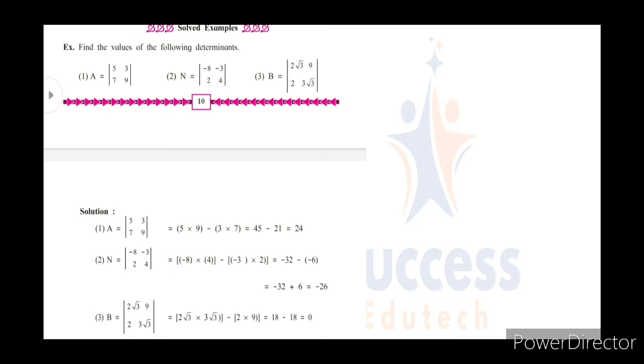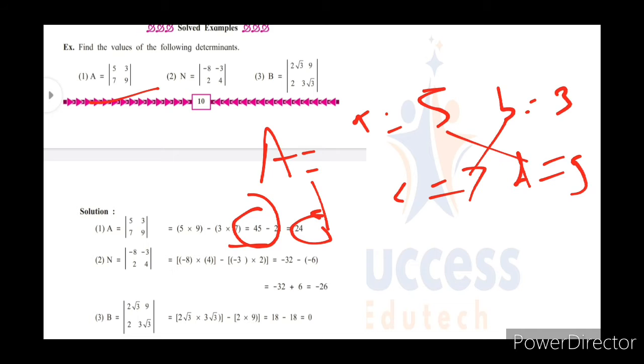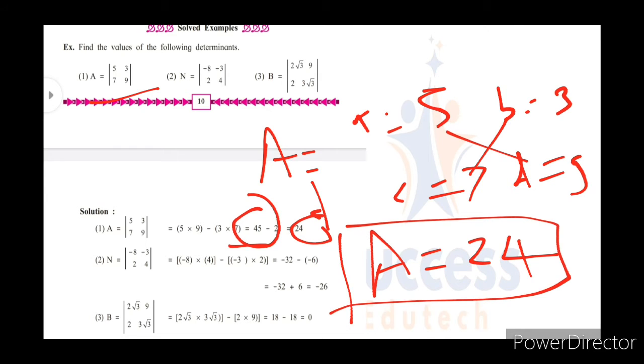Now solve this example. Here are some examples given. In determinant A, A equal to 5, B equal to 3, C equal to 7 and D equal to 9. Now apply cross multiplication and subtraction between them. We get 45 minus 21. 45 minus 21 we get 24. So my determinant A value is 24.